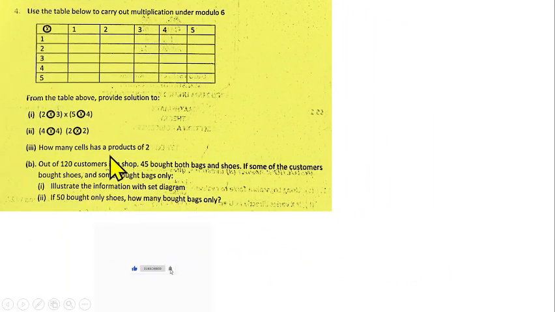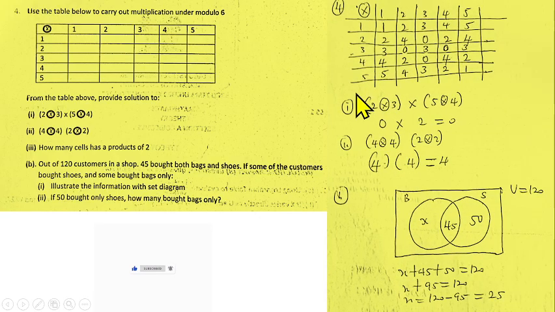Now for question number 4, we have modular arithmetic. You have to complete this modular arithmetic under modulo 6. So you have to complete this table for modulo 6. Then we'll use the table to simplify this. Now if you complete the table, you have this. So this is multiplication now.